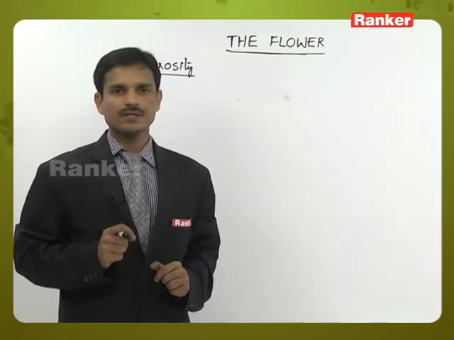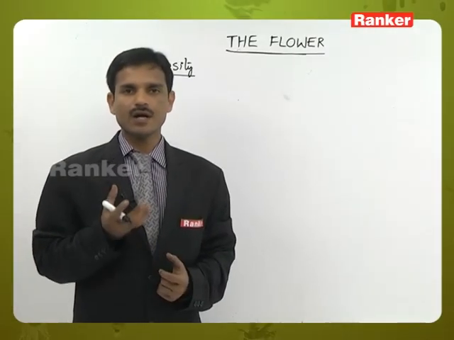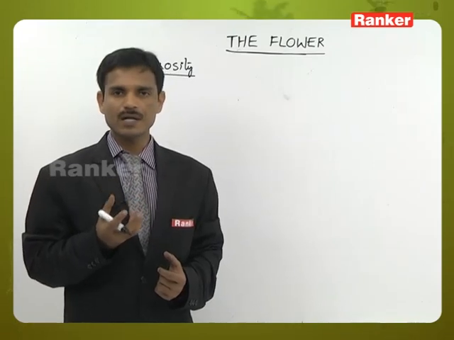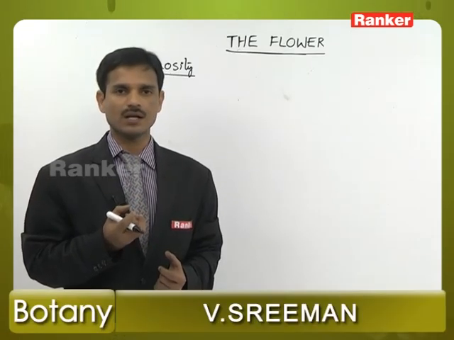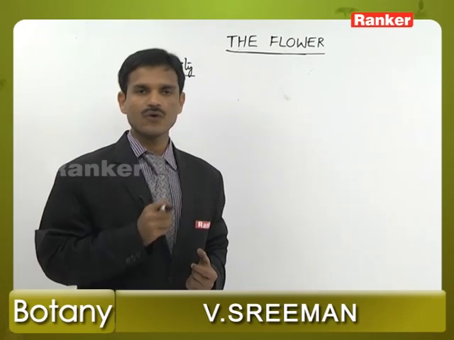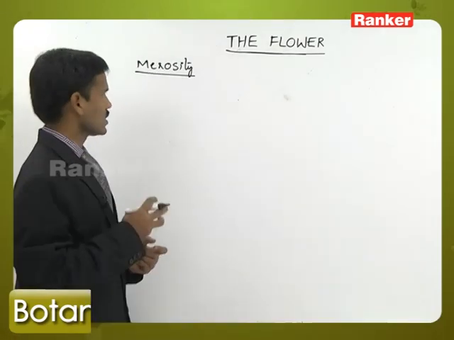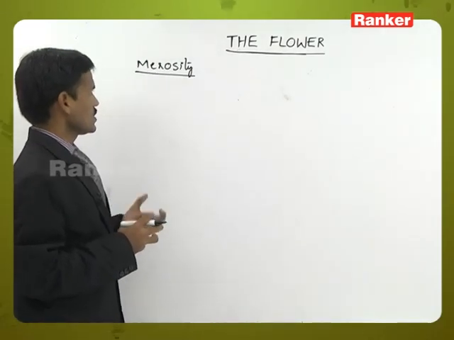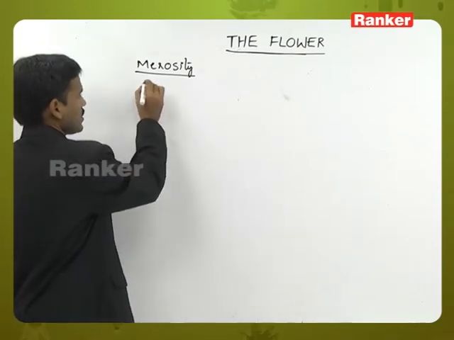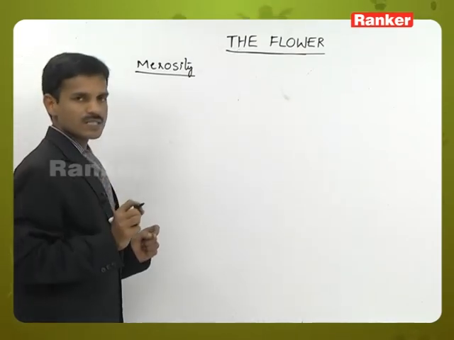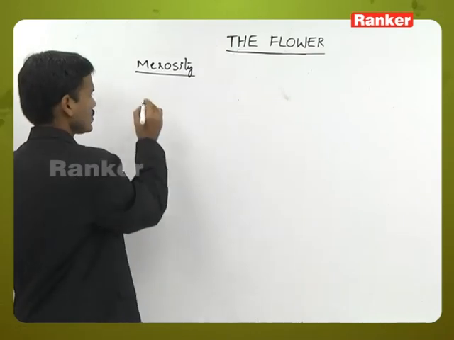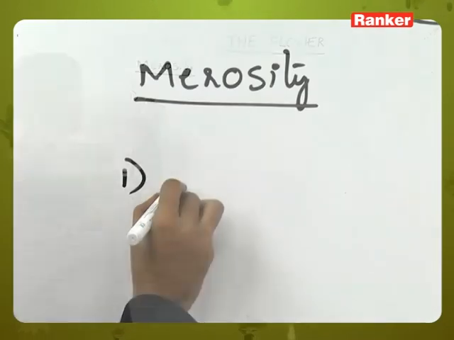Merosity is how many parts are present in each whorl, so the number of floral leaves in each whorl. Here, merosity is based on the number of floral parts in each whorl. So different types of flowers are there.